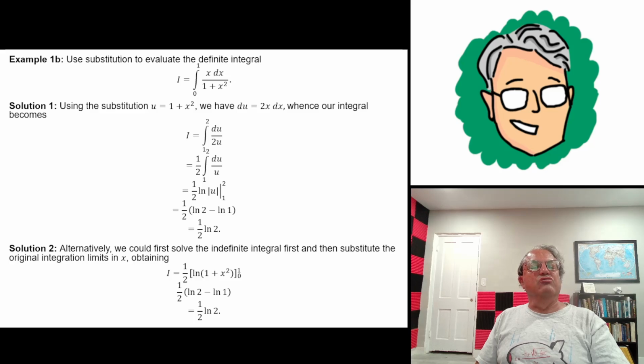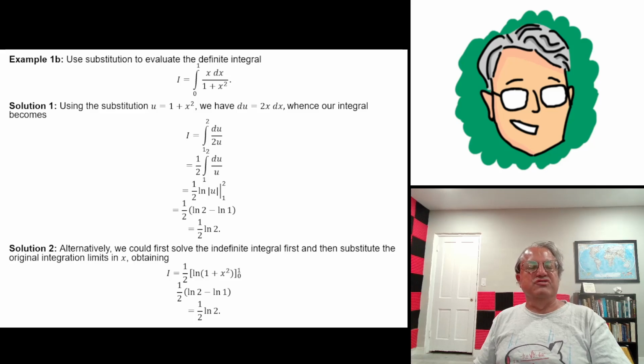Now, remember last time before we back substituted, we had the integral of du over u. Now our integration limits are 1 and 2, so we get 1 half ln absolute value of u when we're done solving that integral. And now we don't have to back substitute. We can just substitute the lower limit 1 and the upper limit 2. When you do that, you get the same thing: 1 half times ln 2 minus ln 1, but ln 1 is 0, so you get 1 half ln 2 again.